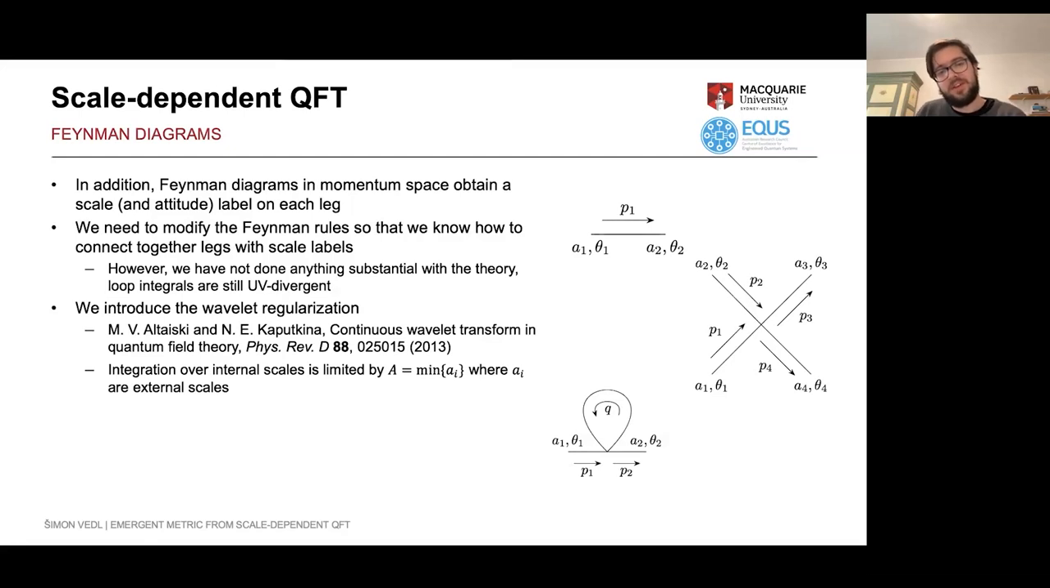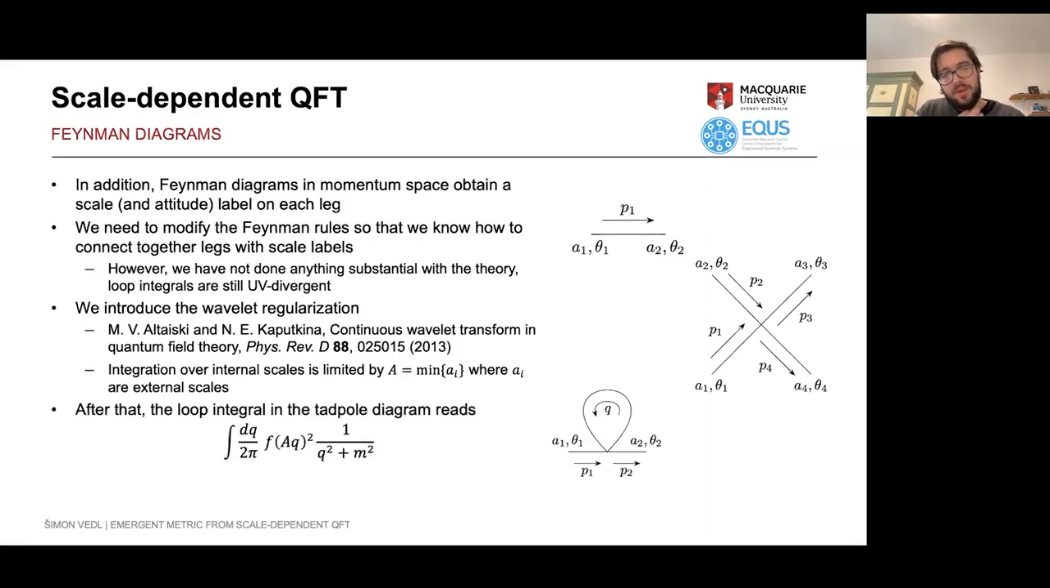They had this idea behind the wavelet regularization, which states that when we have this tadpole diagram, you could say we have an incoming momentum at one scale and outgoing momentum at a different scale. And the assertion is that all the loop processes happening between those two points should be happening at scales that are larger than those two external scales. So that's what they call the wavelet regularization.